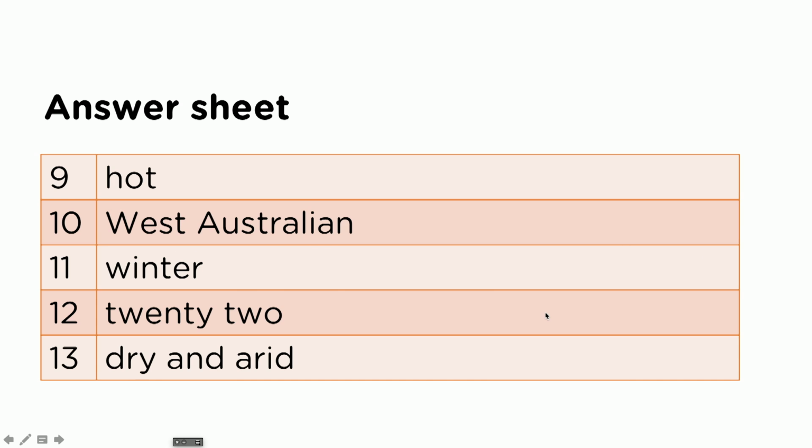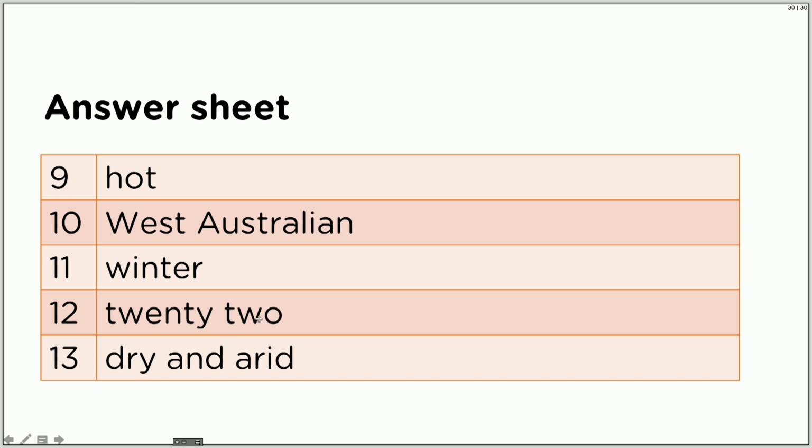Okay, that's cool. So this is what our answer sheet may look like on test day. For example, we might have the word hot or West Australian or winter or 22 or dry and arid. Let me point something out here. Yes, this is a number, but it's the written form of the number. So you cannot write 22, but you can write twenty-two because it's 1, 2 words. Be careful with proper nouns. This had a capital letter in the passage, so therefore I will write a capital letter on my answer sheet. If I wrote Australian with a lowercase a, it would be marked as incorrect.